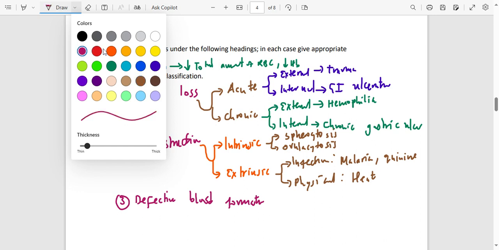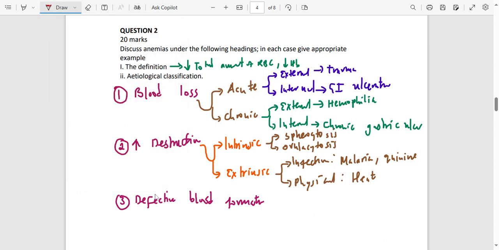And then when we are talking about the defective blood formation, here what we can talk about is what is leading to defective blood formation. Maybe you don't have enough building blocks for the red blood cells. For example, you don't have enough nutrients that are needed, so you have got nutritional anemias. For example, you lack folate, you lack vitamin B12, you lack iron. So all those conditions can lead to defective blood formation.